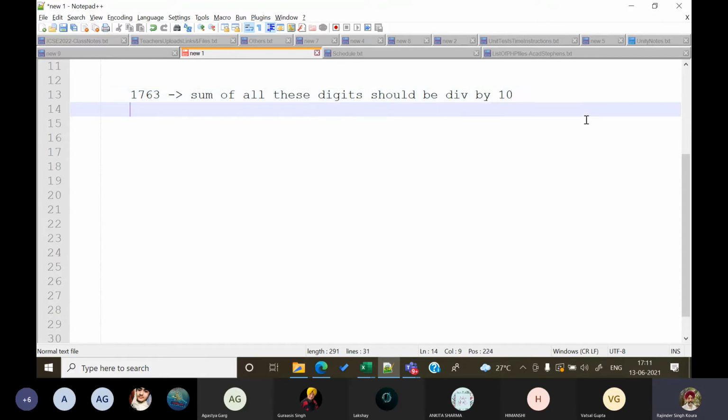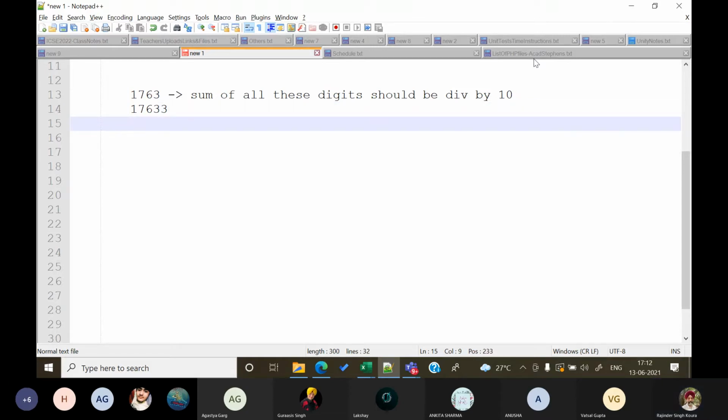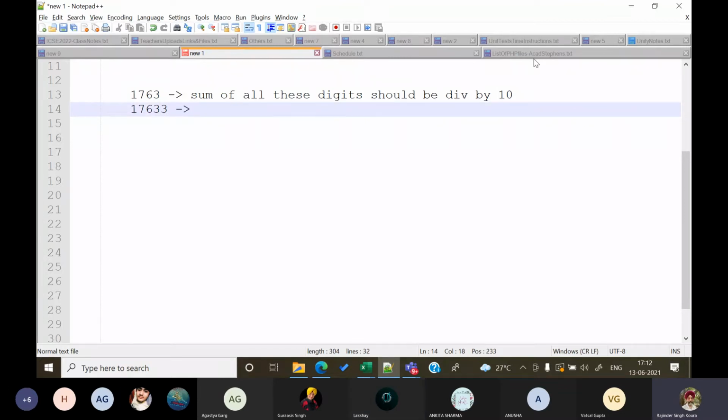By the way, what is the sum of all these digits? 17. So it is 17. 17 को मैं divisible by 10 नहीं कर सकता. So what should I add to it so that it becomes 20? 3. So what I do is 1763. This is my original number. I add that number to it. What do you think is the sum now? 20. Don't you think the sum of all the digits now become 20, which is actually divisible by 10?